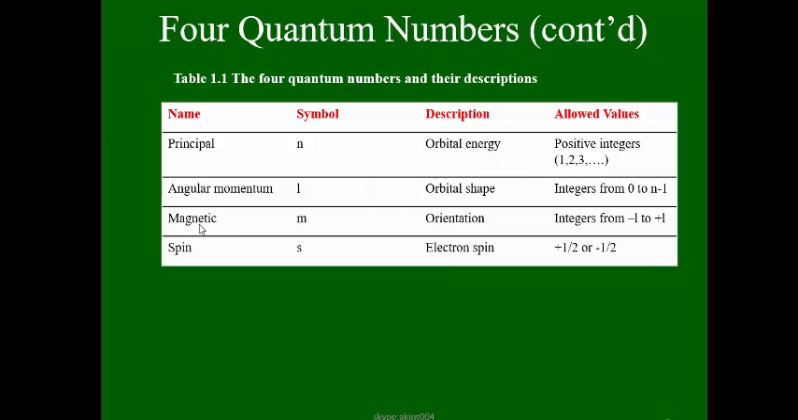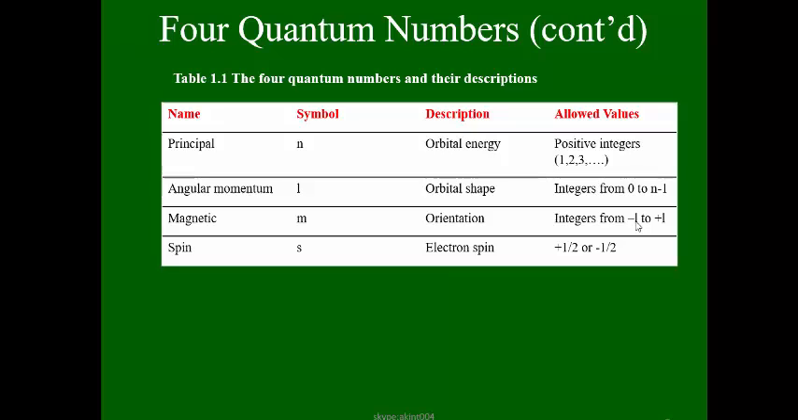That is why we have the magnetic quantum number, whose value is dependent on the value of the angular momentum quantum number l. Do not confuse this one. This one is l, not 1. This one is 1, and this one is l.